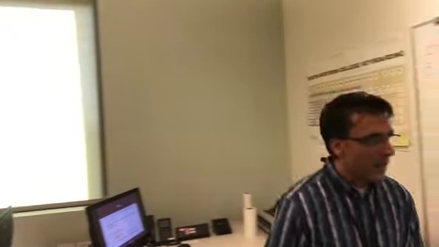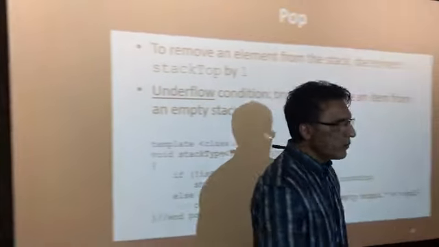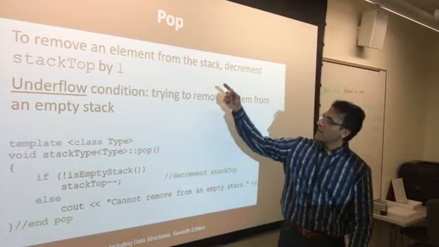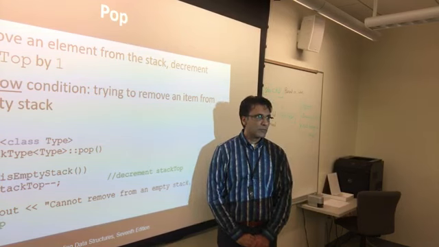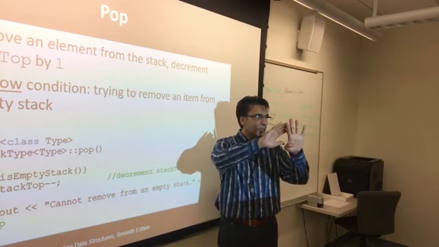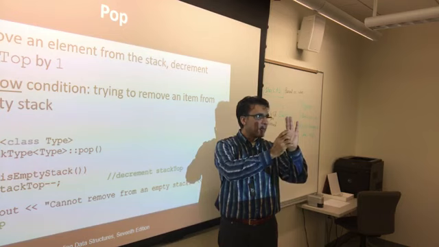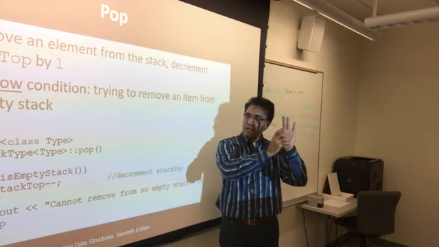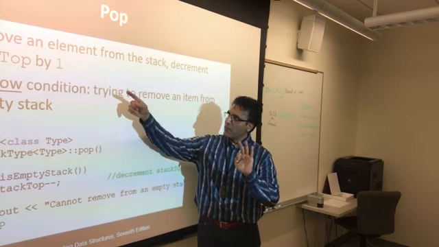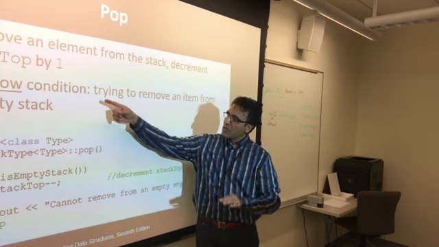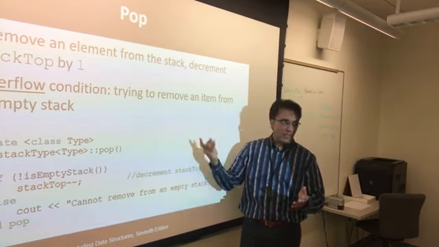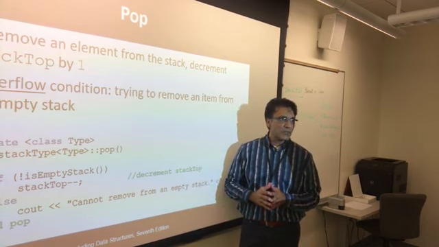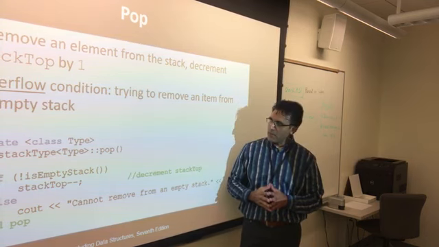And to remove something from the stack, decrement stack top by 1. So if your stack top is 4, you say, I'm going to remove one element from the stack. So stack top becomes 4 minus 1, which is 3. So underflow condition, trying to remove an item from an empty stack, that would be a dangerous thing to do. So you want to have a check on that one.